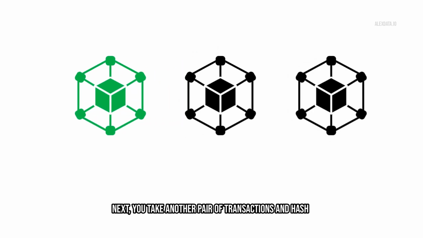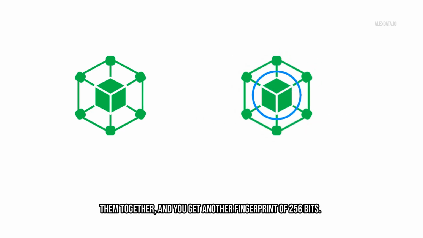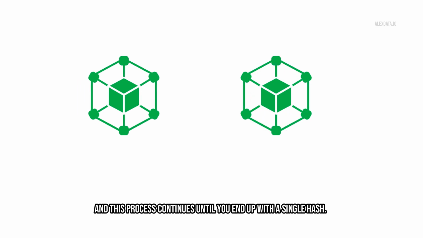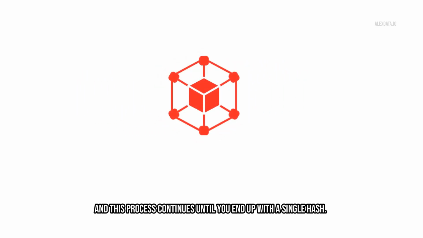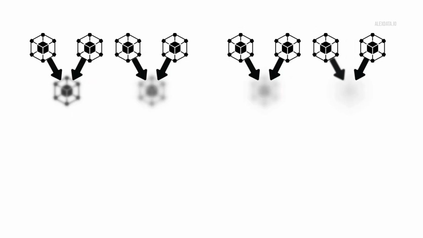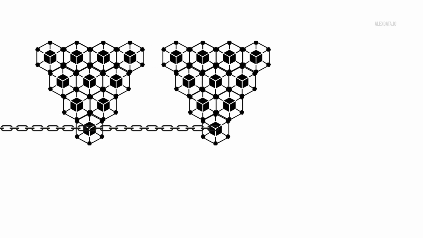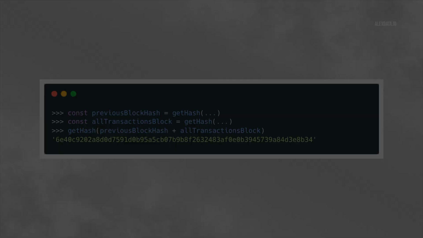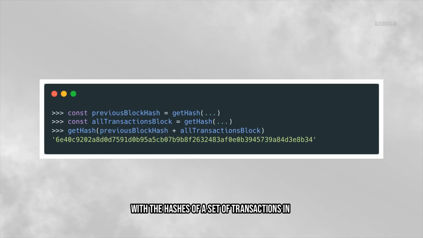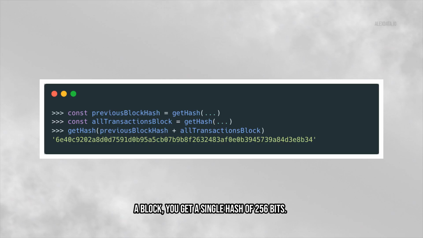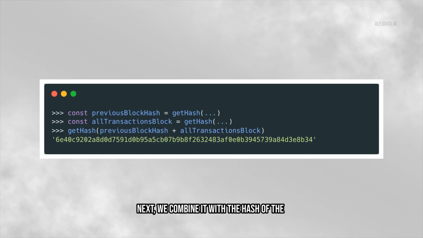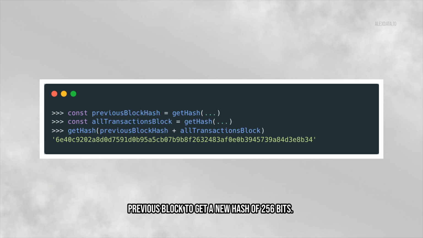Next, you take another pair of transactions and hash them together, and you get another fingerprint of 256 bits. And this process continues until you end up with a single hash. Eventually, you will get a single hash per block, and each block in the blockchain follows the same pattern. With the hashes of a set of transactions in a block, you get a single hash of 256 bits. Next, we combine it with the hash of the previous block to get a new hash of 256 bits.